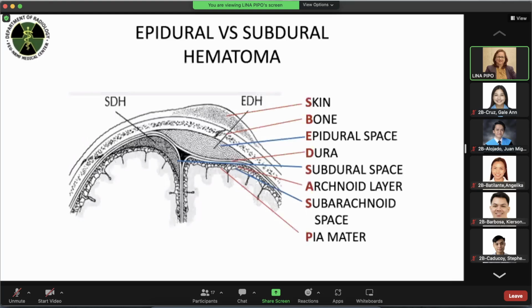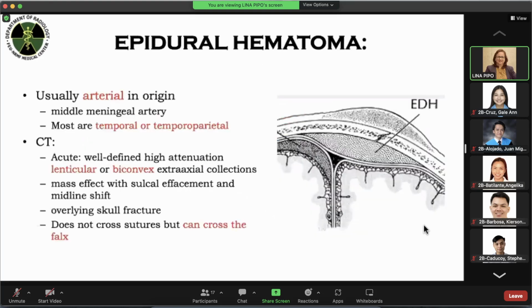So here is the difference between epidural and subdural hematoma. We look at the location. Pointed here is the anatomy: the skin, the bone. Next is the epidural space, then the dura, then the subdural space, the arachnoid, the subarachnoid space, and then the pia mater. Okay, so this is the anatomy. As you can see, in the epidural space, that's where your epidural hematoma happens, and in the subdural space, that's where your subdural hematoma happens. Your epidural hematoma is usually arterial in origin, usually from the middle meningeal artery.